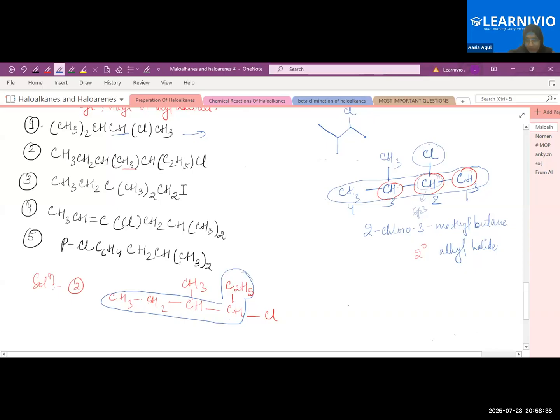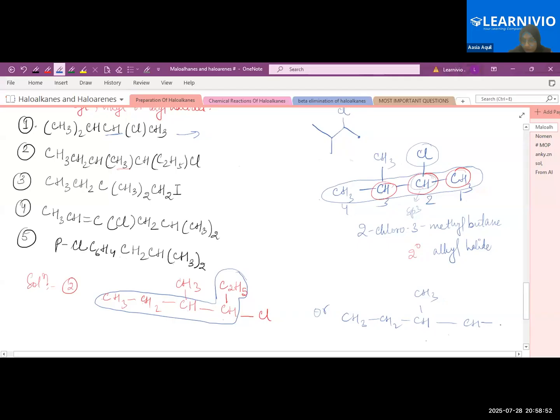Or you can also draw it like this: CH3, CH2, here CH, CH3, here CH. I'm just opening this. You can write C2H5 as CH2 CH3, right? So it's again a C2H5. So I'm writing just like this, CH2 and CH3. And on the CH, there is a substituent Cl, right? So you can also draw it like this. Both are the same, right? So this is your parent chain. Yeah, this one.